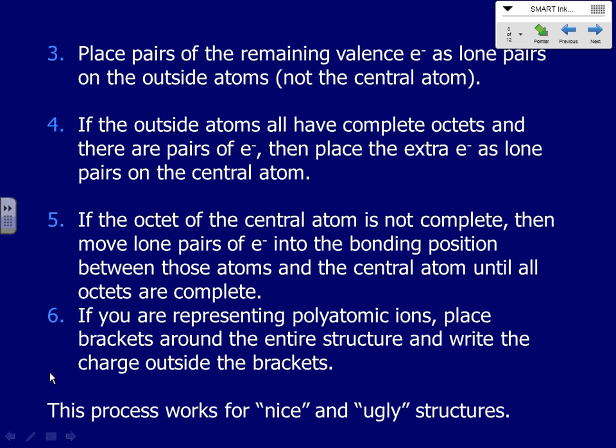Once we've built our skeleton structure, we'll have all these extra electrons left for lone pairs. So we simply start to put the lone pairs around all of the atoms, starting with the outside atoms. The reason we do that has something to do with electronegativity, but you don't have to worry about it. You just start by placing extra electrons around the outsides. If you have any electrons left, you then move to the central atom and put any extra electrons onto the central atom.